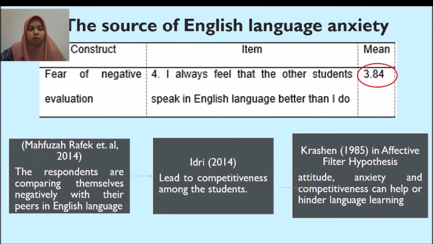According to Mahfuza Razak et al. 2014, it can be understood that the respondents are comparing themselves negatively with their peers in English language. It is supported by IPGKDRI 2014 that this will lead to competitiveness among the students. Krashen, 1985, in the affective filter hypothesis said that attitude, anxiety, and competitiveness can help or hinder language learning. Therefore, the source of English language anxiety is that the respondents are comparing themselves negatively with one another, and this also supports my choice of conceptual framework, which is Krashen's affective filter hypothesis.